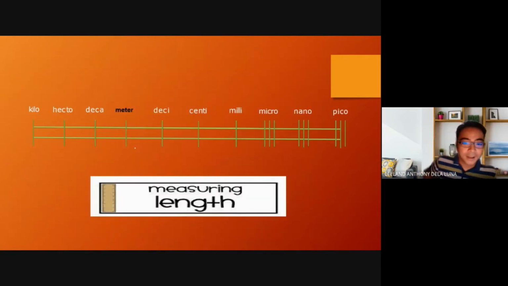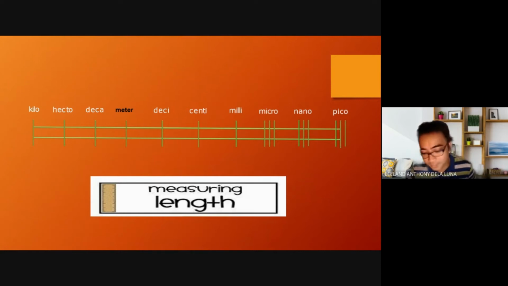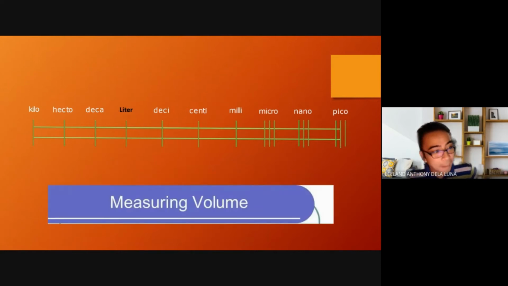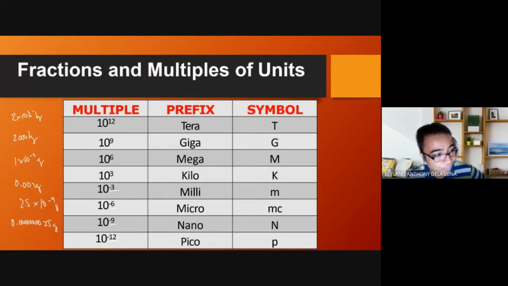Okay. Class, measures of length, ang baseline natin again is meters. So pag sabi ng decimeter, that's the 10th. Centi, the 100th. Okay? And so on and so forth. Tapos pag deka, then that's 10. Hecto, 100. Kilo, 1,000. And so on and so forth. So dito natin i-apply ngayon yung mga prefix na to.